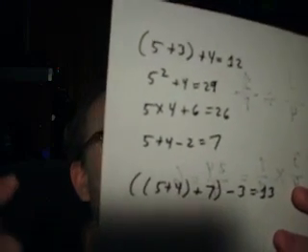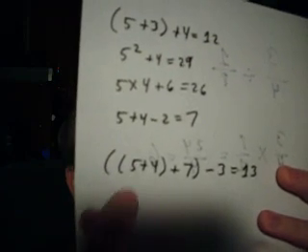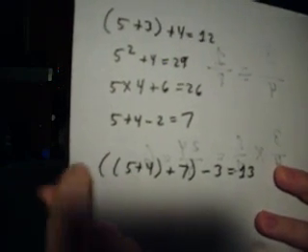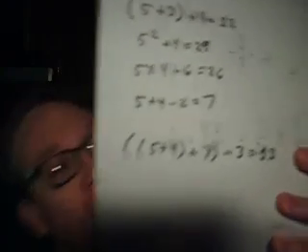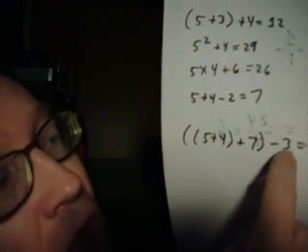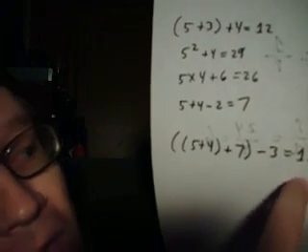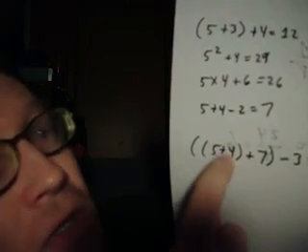Now what if you have more than one parentheses? Well, you solve the first one, then you solve the second one, and then you get your answer. As you can see here, you have 5 plus 4, which is 9, 9 plus 7, which is 16, subtract 3, and you have 13. So always solve the most internal one first, then solve the external one, then solve the rest of the problem. And that's how you solve your equations.